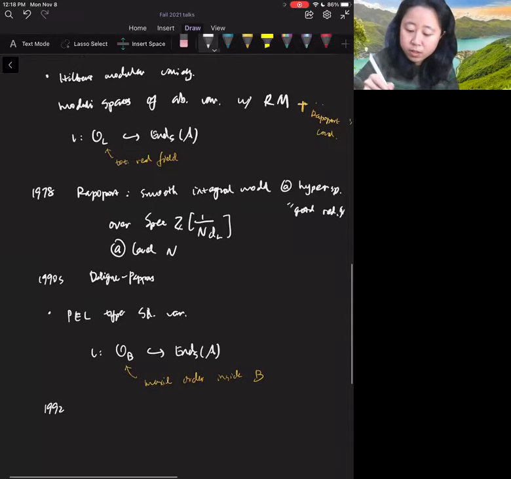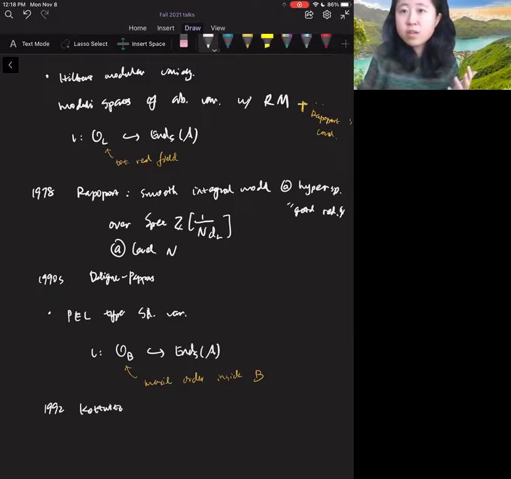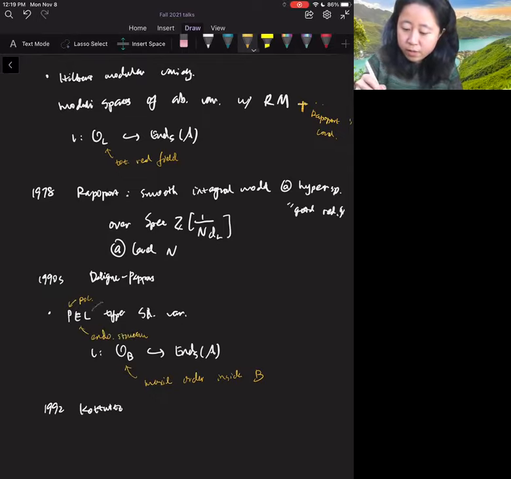So in 1992, Kottwitz constructed integral models, again in the good reduction case, smooth integral models that parameterize abelian varieties with polarization. So here P stands for polarization, E stands for endomorphism structure by some maximal order OB, and L stands for level structure. So Kottwitz constructed smooth integral models for general PEL type Shimura varieties.